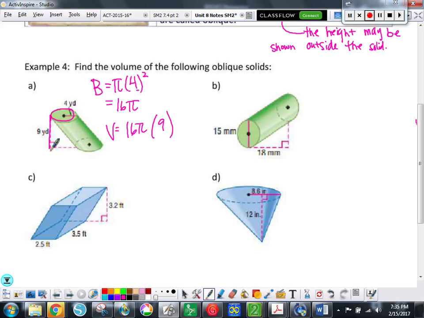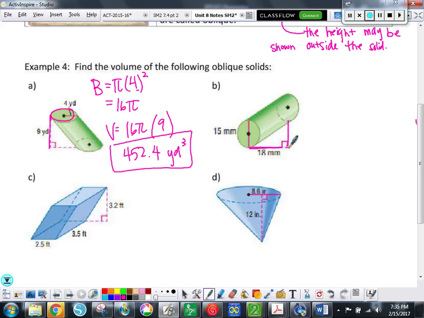Let's plug this into the calculator. 16 pi times 9 is 452.4 yards cubed. Part B, this guy's been knocked over on its side, so its height is kind of lying against the ground. The height should be perpendicular to the base, which this one is.